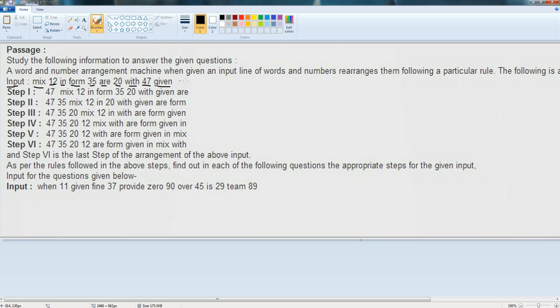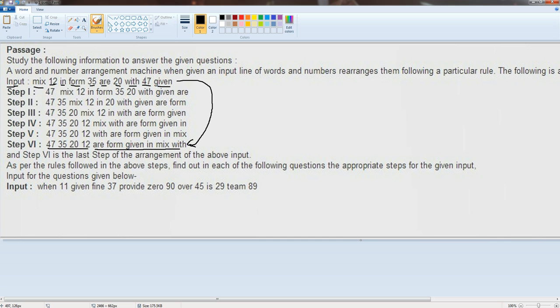The first thing we need to do in this kind of problem is find out how the words or numbers are going to be arranged. To know it, we must look at the final step, and the final step here is step 6. We find the numbers are arranged in descending order and the words are arranged in ascending order, as they appear in the dictionary. Now we have to see the movement.